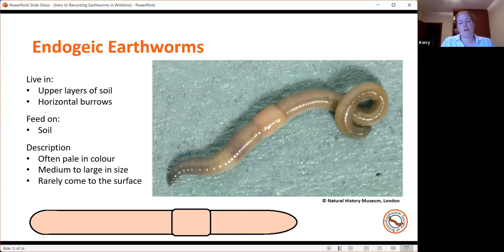So these ones are living in the upper layers of the soil, and they're making those horizontal burrows. And these guys are just feeding on soil. So they rarely come to the surface. You rarely see them unless you're actually digging in soil. They're always pale in colour, but you can get different colours. So you get pinky ones, there's a green one, there's some that are quite greyish blue in colour, but always pale. Keiron always describes them as looking a little bit sickly, but they're meant to look like that. That is their natural colour.